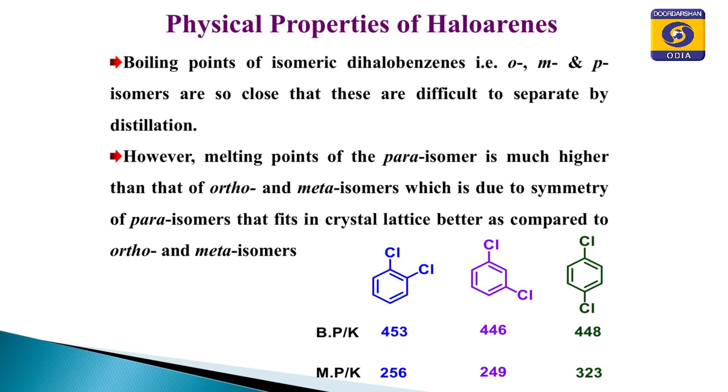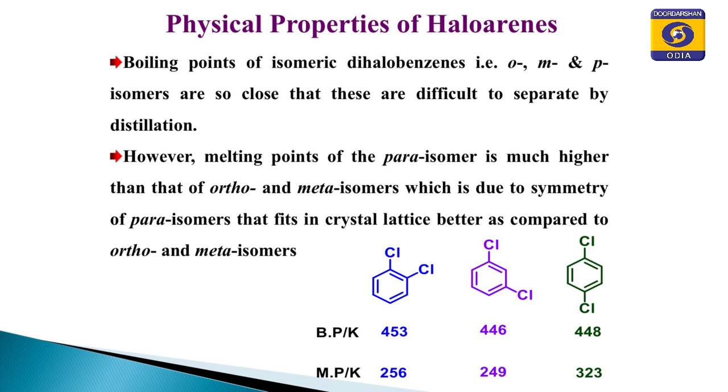That means a certain minimum difference is required for the separation of the compounds by fractional distillation. But if we compare the melting points, you find that the melting point of the para isomer is greater than that of the ortho and the meta isomers. So, why does the para isomer have the greater melting point?